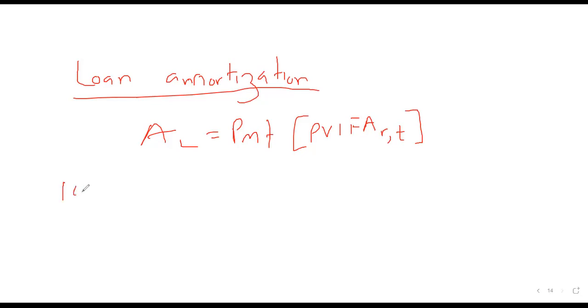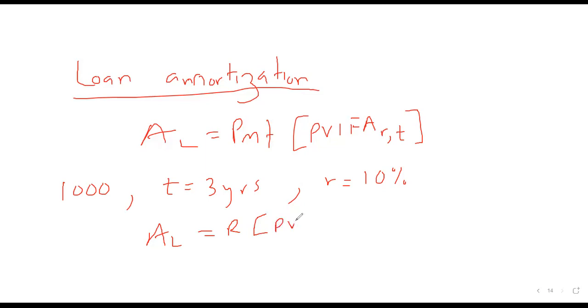So if you have a loan of 1,000 again for 3 years at 10%, how am I going to repay this loan? The first thing is you need to find the periodic payment. So the amount of loan is 1,000, the periodic payment, some books will use the letter R, and the present value annuity factor.